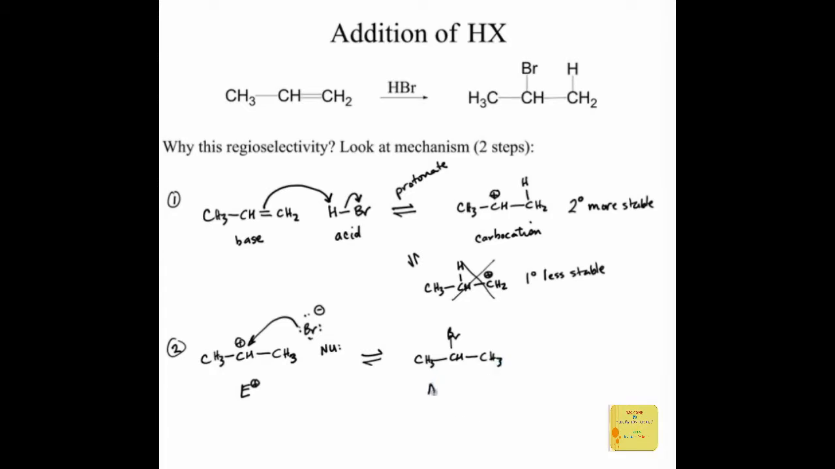And our reaction is done. We now have our addition product as we were expecting. We added H and Br across the pi bond, so it's a two-step mechanism. First we protonate, and then our nucleophile adds to the carbocation.